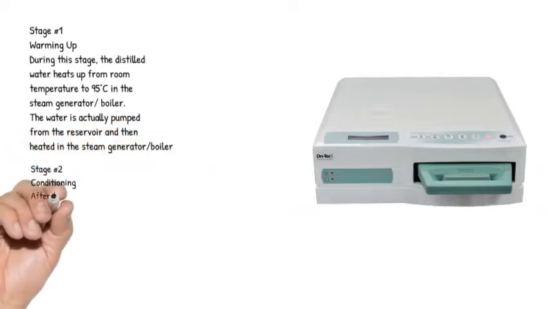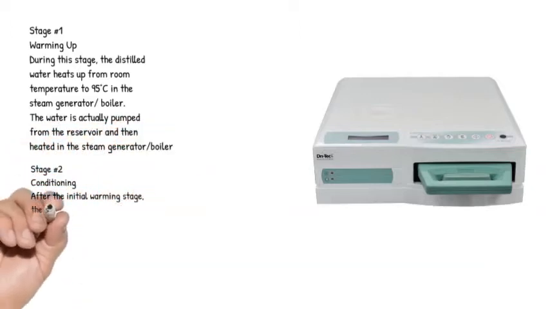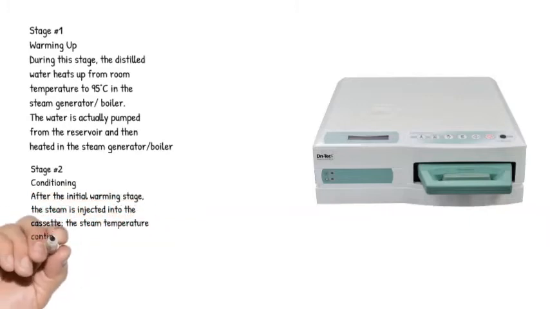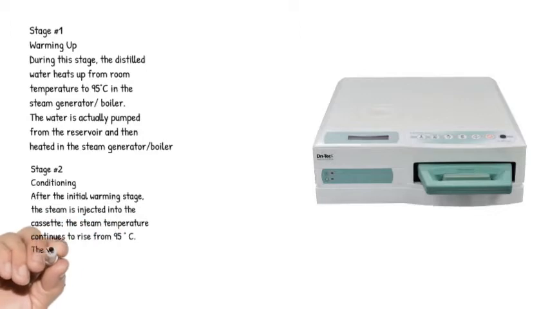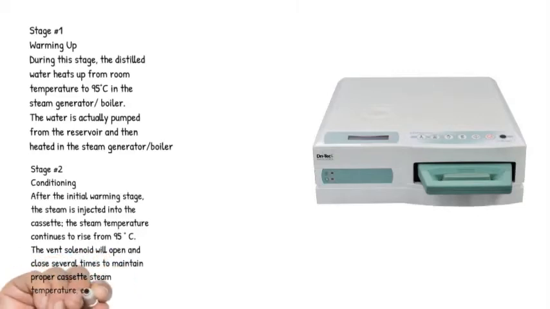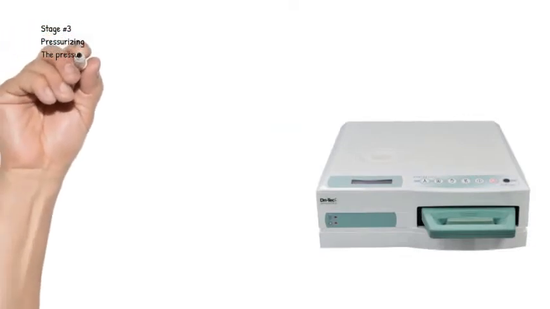Stage number 2. Conditioning. After the initial warming stage, the steam is injected into the cassette. The steam temperature continues to rise from 95 degrees Celsius. The vent solenoid will open and close several times to maintain proper cassette steam temperature, expelling steam/air into the condenser waste bottle.